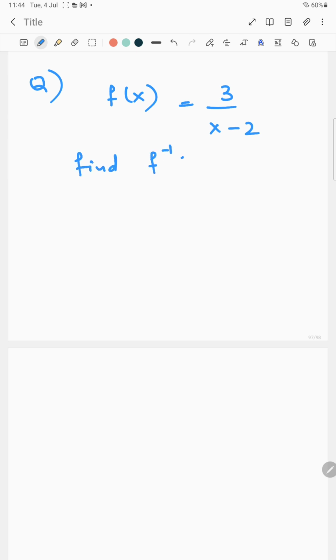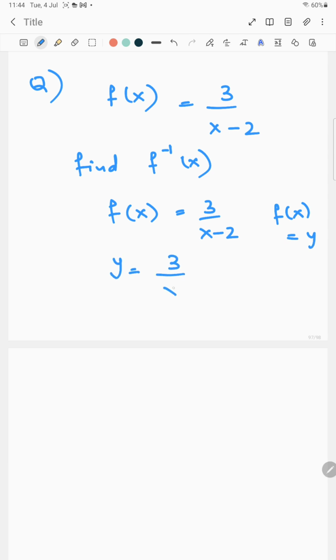If we have another function, f of x is equal to 3 divided by x minus 2, and we have to find f inverse x. So we have to follow the steps. What was the first step? We will write the question. First step is we have to take f of x is equal to y. So y is equal to 3 divided by x minus 2. This is the first step. In the second step, make x as a subject.